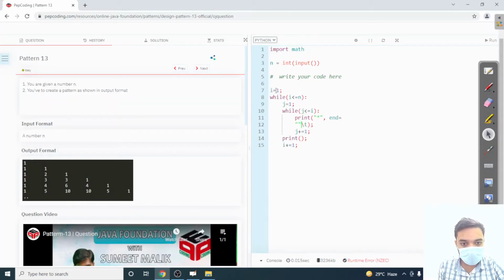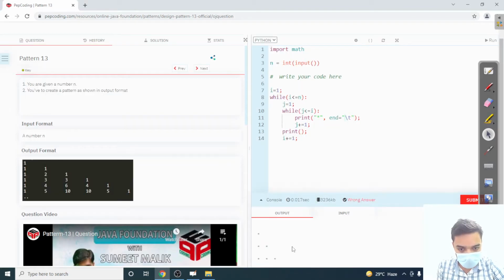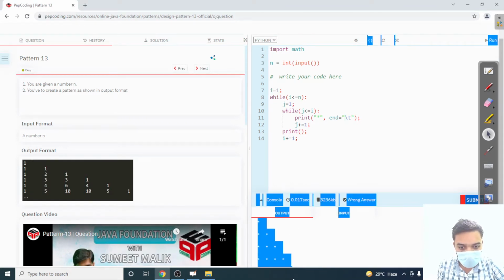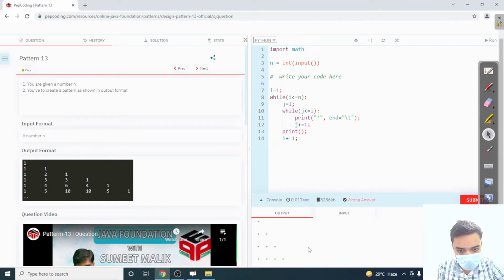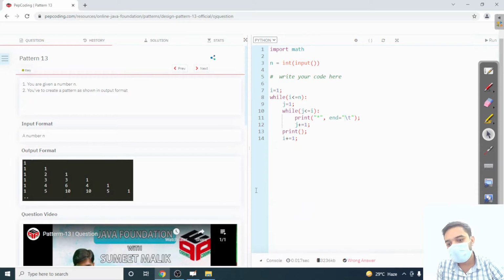I'm sorry, here there must be some correction, and it's like this. Fine, so now let's run it and see. Yes, here we got this pattern and it's fine. I think it's correct, I hope. Yes, it's correct. So now let's talk about this pattern.